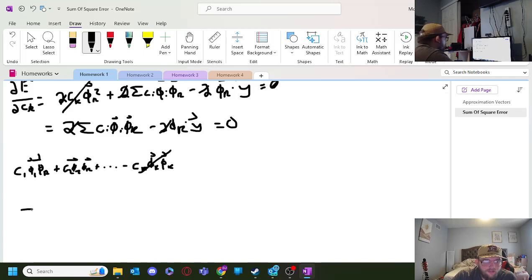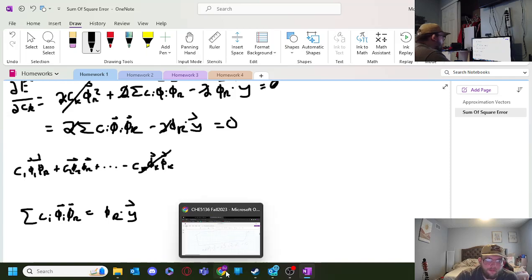So now we have a bona fide equation of Ci phi k, both of them vectors, equal to phi k y. That dot product.